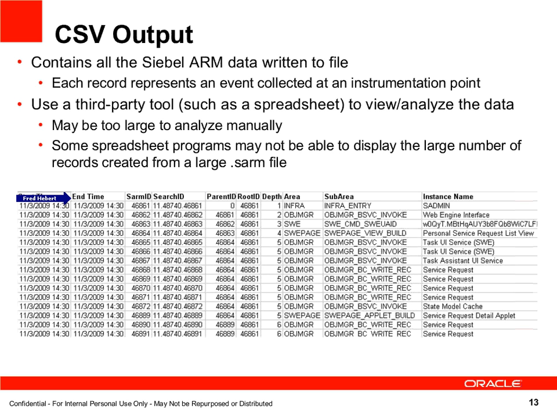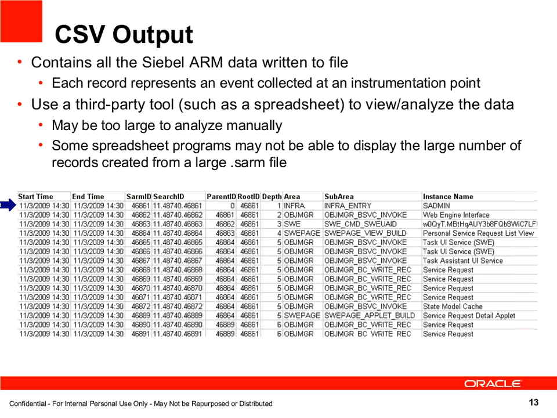Here we have start time, end time, SARM ID, search ID, parent ID, root ID, depth, area, sub-area, and instance name. There's actually quite a few more fields than these over here. But that's start time and end time on my transaction. Note that each one of these is one distinct transaction, and a very granular distinct transaction that we can see in here. I'll talk about how granular it was later on.